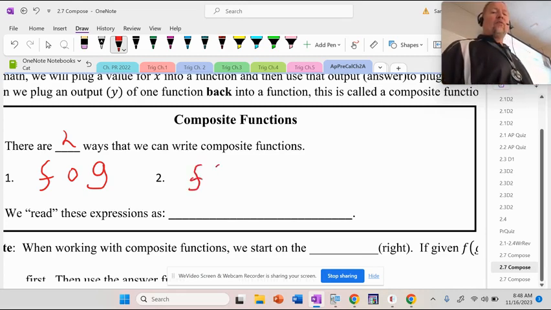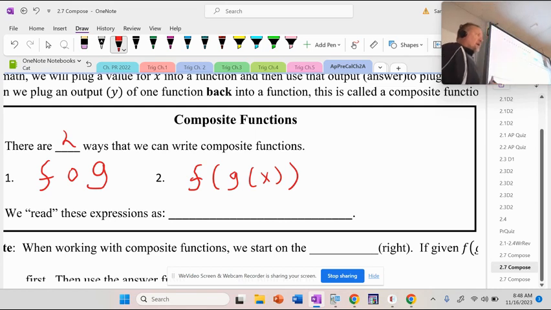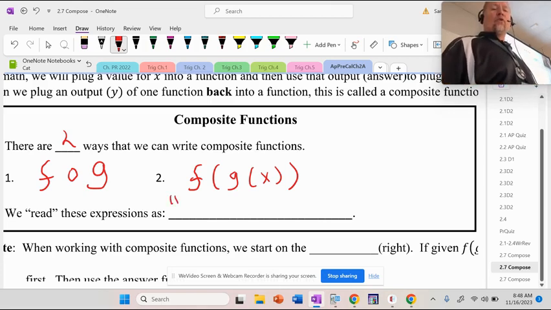Here is the better way to write it, because this actually tells me how to work with this. And what you do, that's the next part, I'm jumping ahead of myself. Let's say in words what this means. And I quote, both of these are read F of G of X.